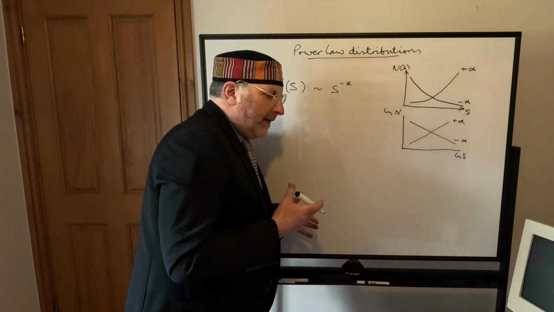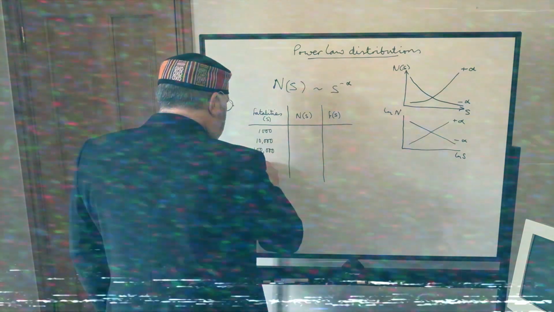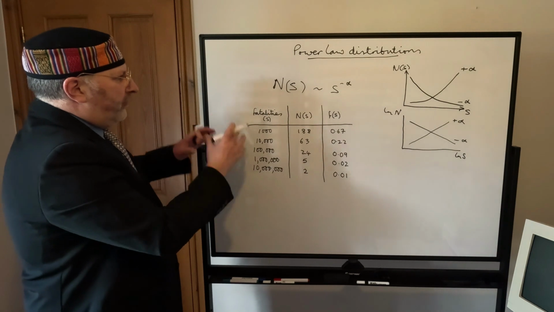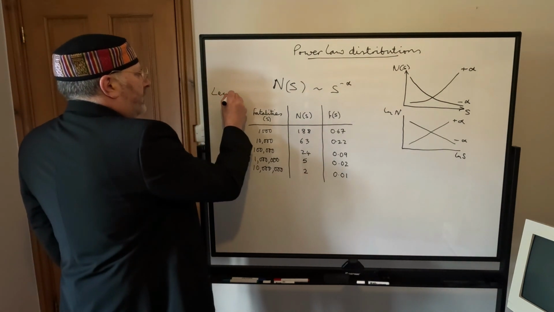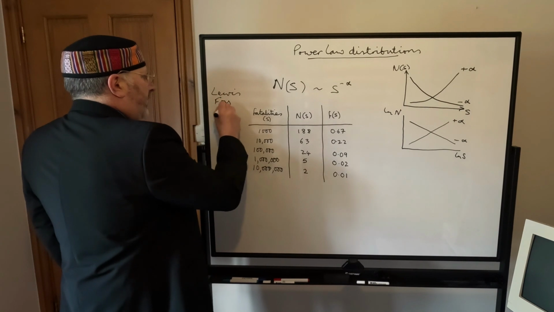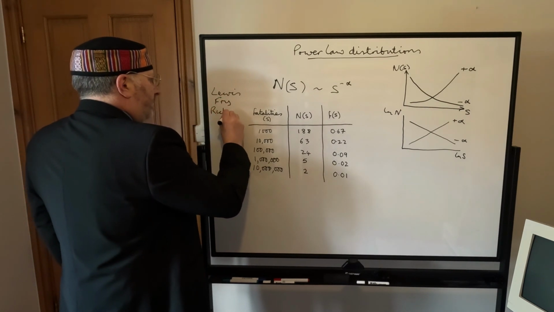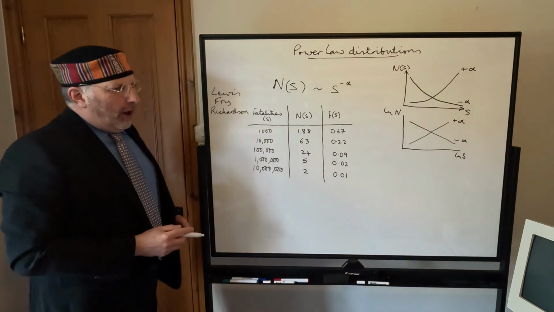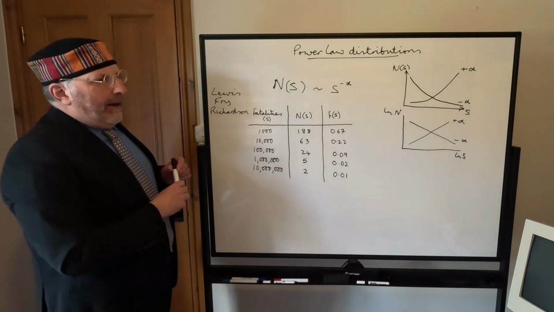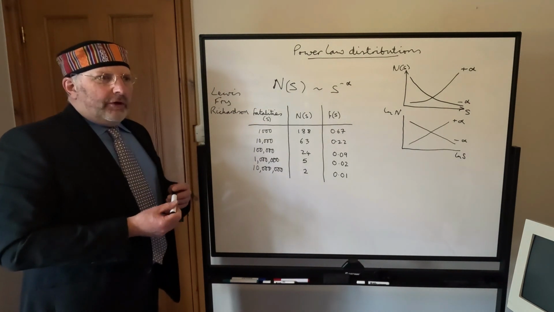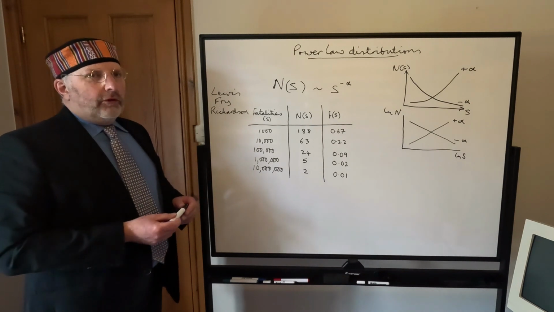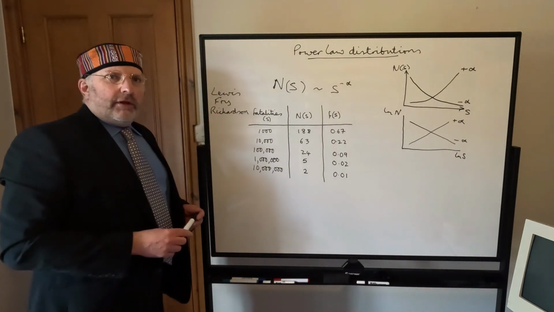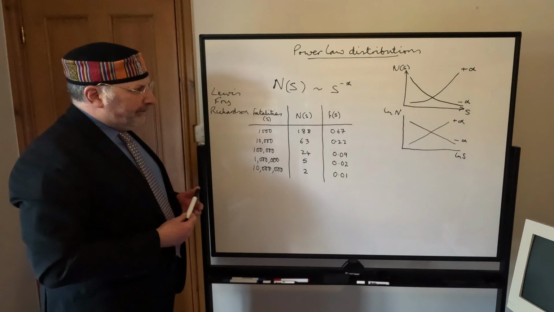And now let's have a look at a particular example. This is a table showing the sizes of wars. It was Lewis Fry Richardson who collected data on the sizes of wars. His book is Statistics of Deadly Quarrels, as he called them. So this data is taken from his book. He was active in the early to mid 20th century.